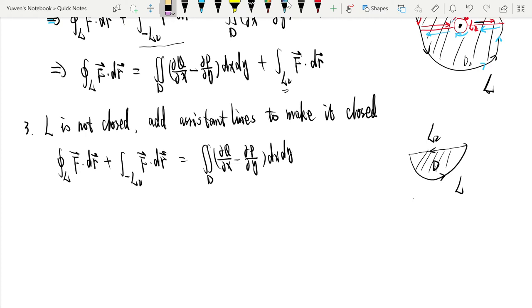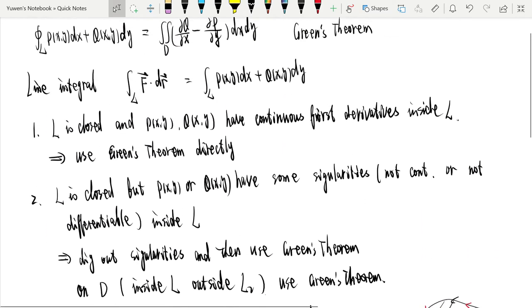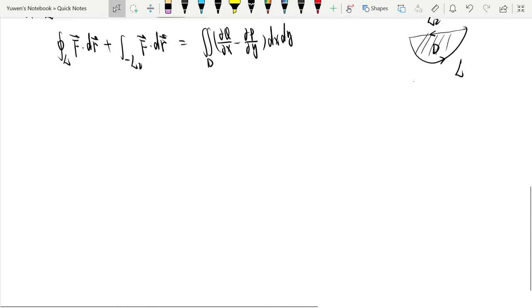So actually, the principle is to add an auxiliary line to make it closed, and the direction depends on the form of L. That's the three cases to evaluate line integrals using Green's theorem. Now let's take some examples.